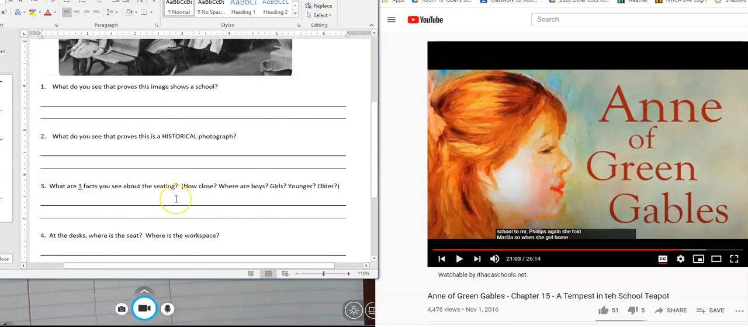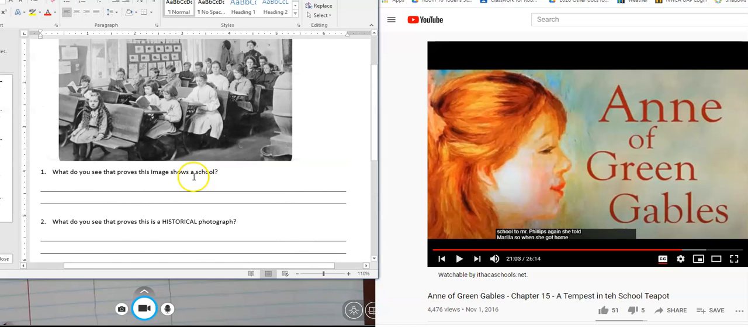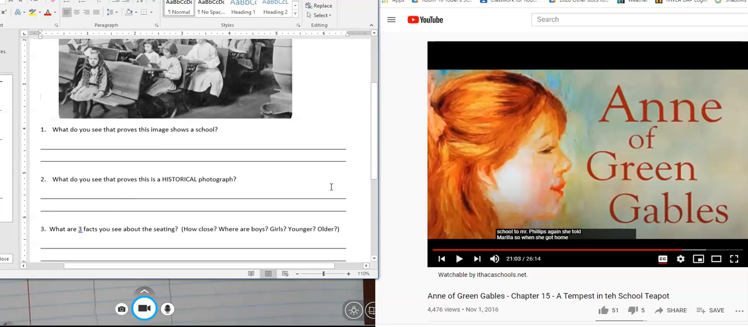Number 3 is focusing you on facts about the seating. And then I've given you some things to look at. You don't have to include all of these, but you could. You need to talk about possibly how close are the children sitting? What do you notice about the ages? Where are the older children? Where are the younger children? Where are the boys and where are the girls? So think about where they're sitting.